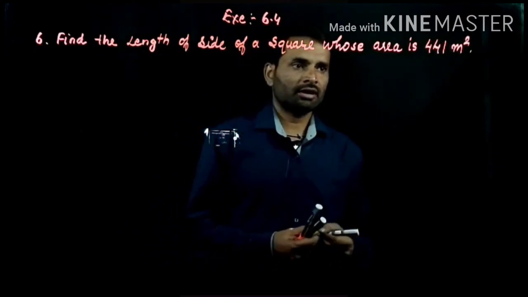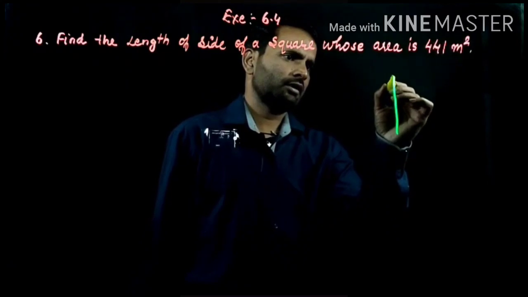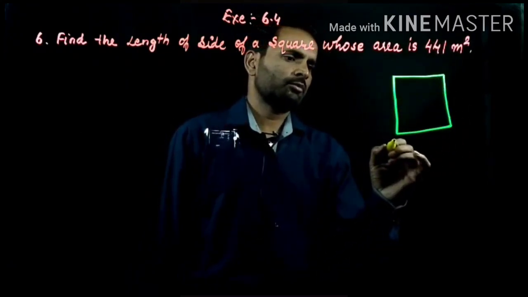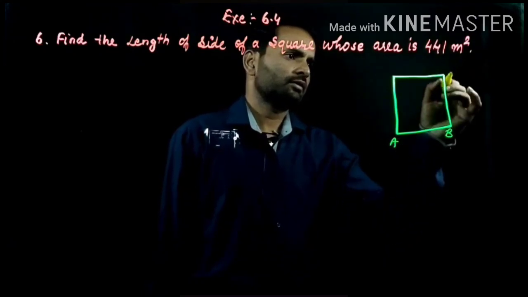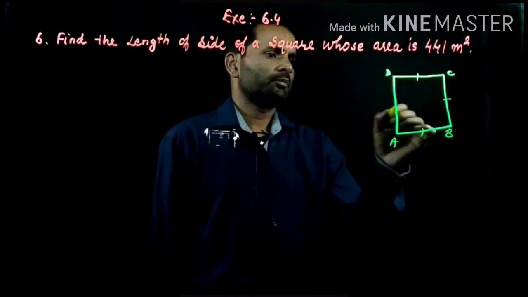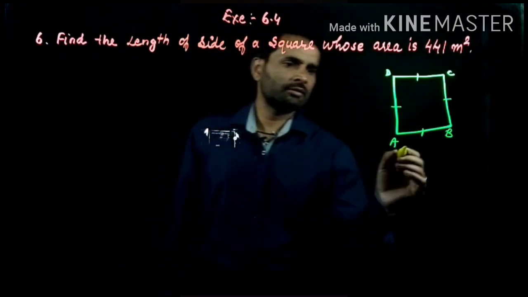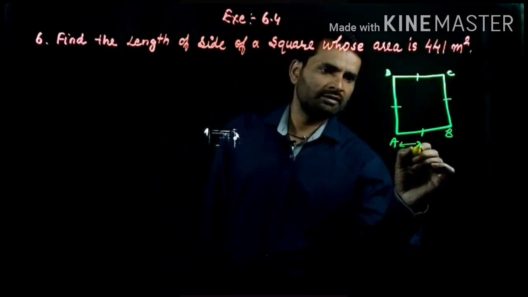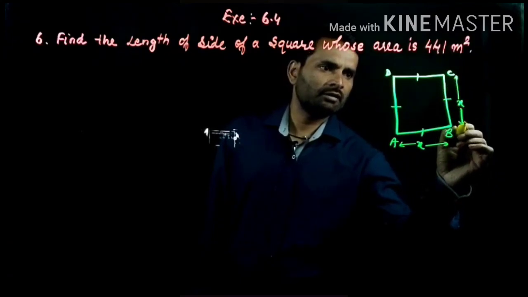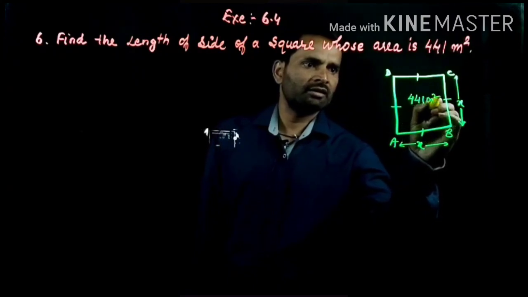So first you draw a simple diagram of a square. A square has all sides equal. It means suppose A, B, C and D. The side AB is equal to CD and BC is equal to DA, all sides are equal. So let this side be X, and the area is 441 meter square.